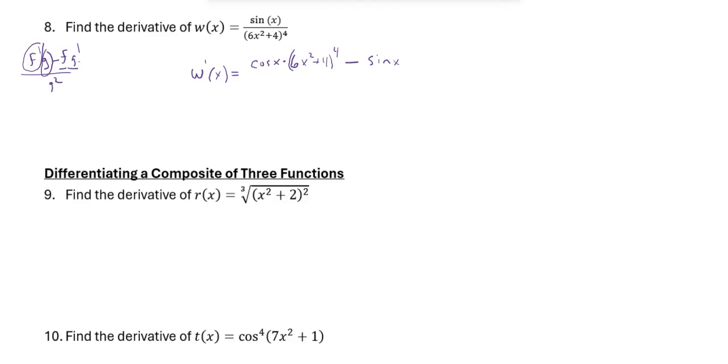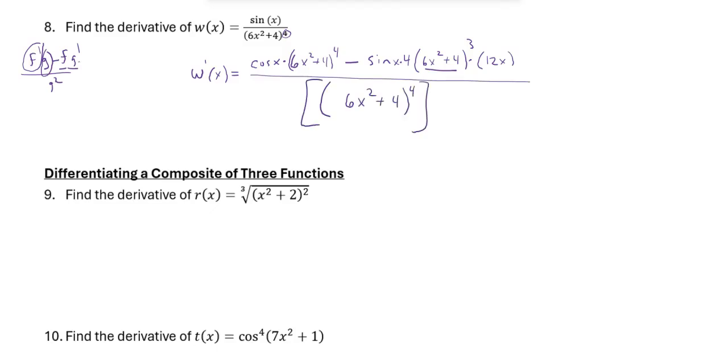And I have to use the chain rule when I take the derivative of the bottom. So bring the 4 down, so it's times 4, and reduce the power by 1, leaving the inside alone, and then multiplied by the derivative of what's inside. That would be 12x, all over the bottom function, 6x squared plus 4 to the 4th power, squared. Now we can clean this up quite a bit.